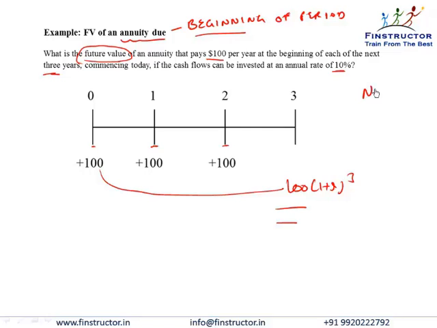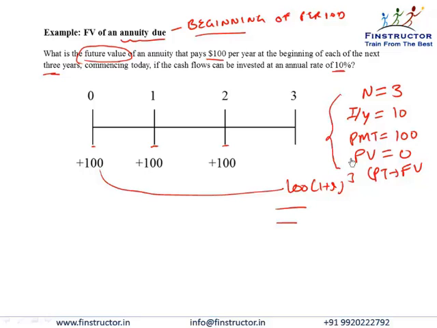So if I enter N as equal to 3, I enter I/Y as 10, I enter PMT as 100, PV as 0, and I compute FV, will I get the right answer? If I just give these standard inputs, the calculator will assume that okay, there are 3 periods, it's fine. The interest rate is 10%, which is also okay.